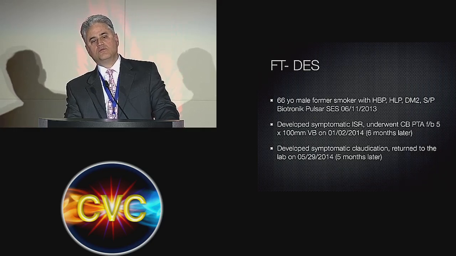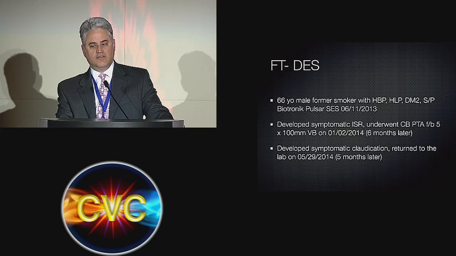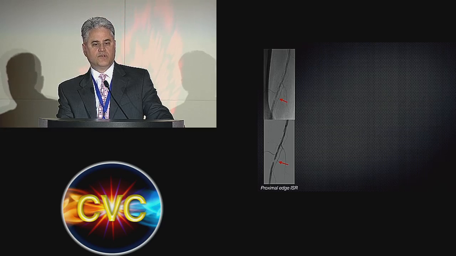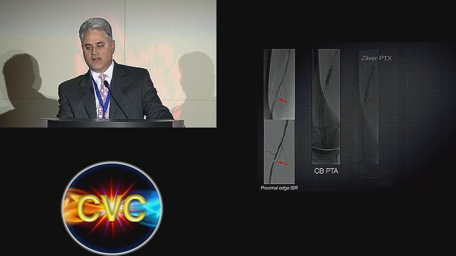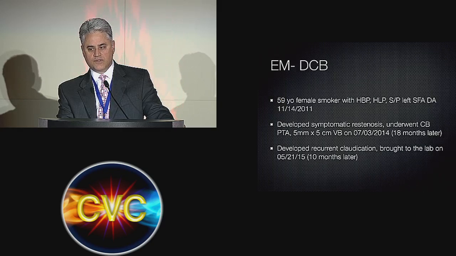Here's a patient who was treated with an experimental Biotronik Pulsar stent. Unfortunately, a few months later, developed significant restenosis that was treated with a 10-centimeter stent graft, but then 5 months later developed recurrent claudication secondary to a proximal edge stenosis. Treated that with cutting balloon and a short Zilver PTX with a very nice angiographic result.